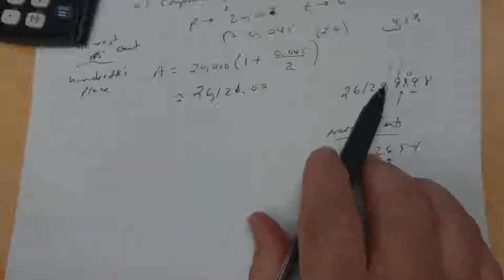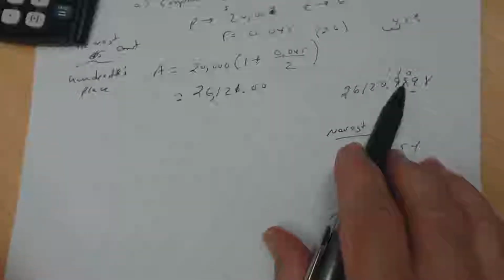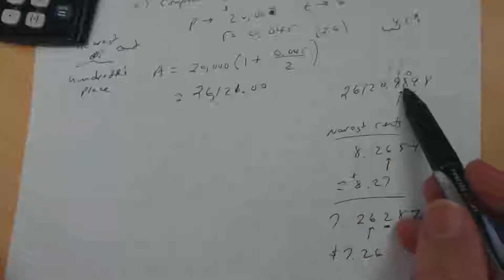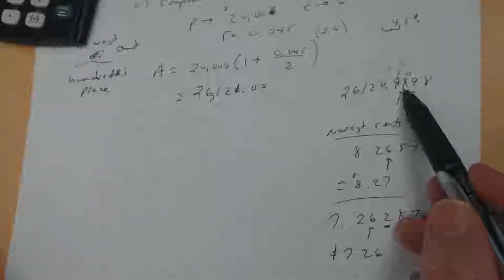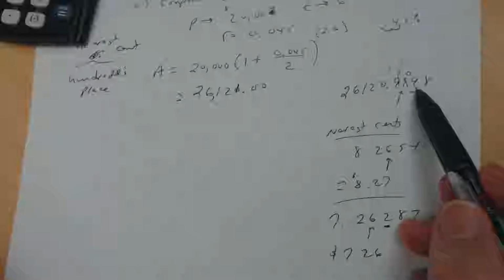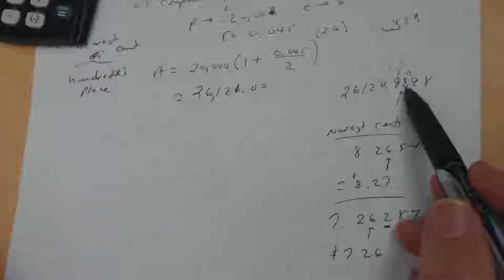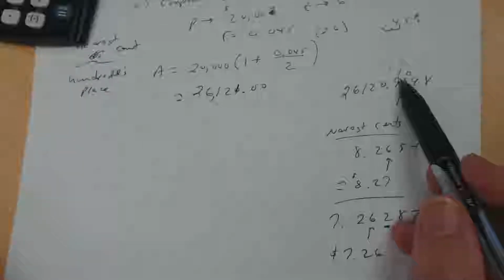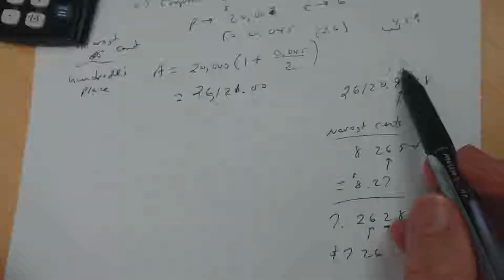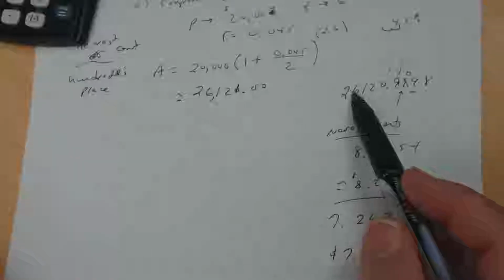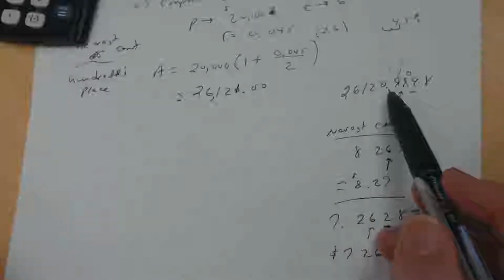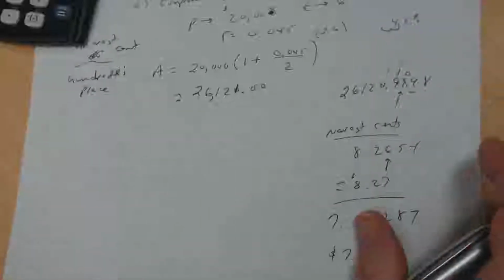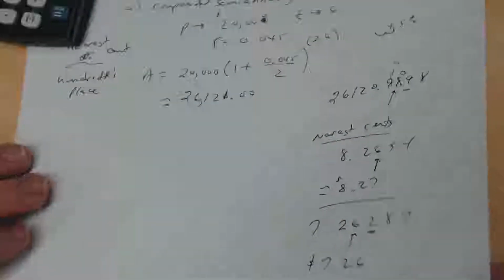Now that was a little bit harder because these were 9s, and many students have trouble dealing with 9s. The 9 is in the hundredths place, but we've got to look at the thousandths place. Since that's 5 or bigger, I add 1 to the 9, and I get 10. So you get 0, carry the 1, and you get $26,121.00. Okay? All right, B.